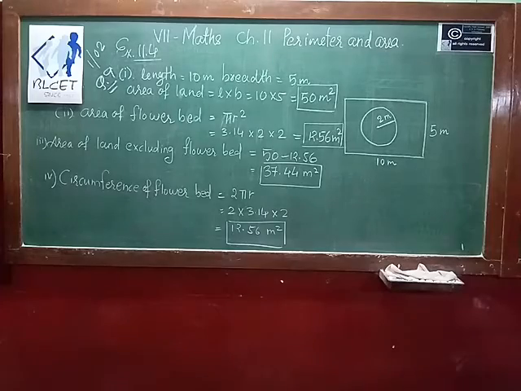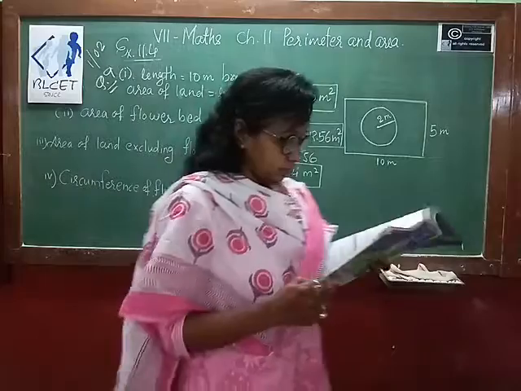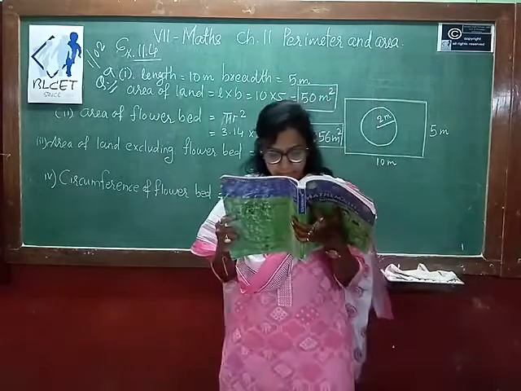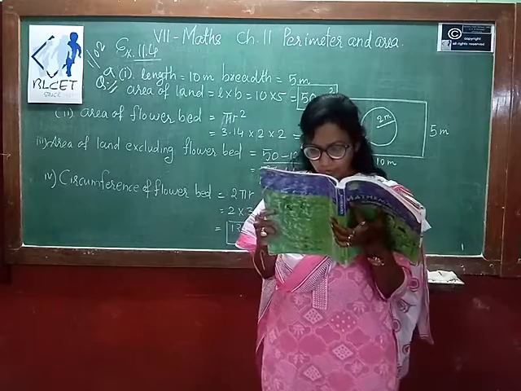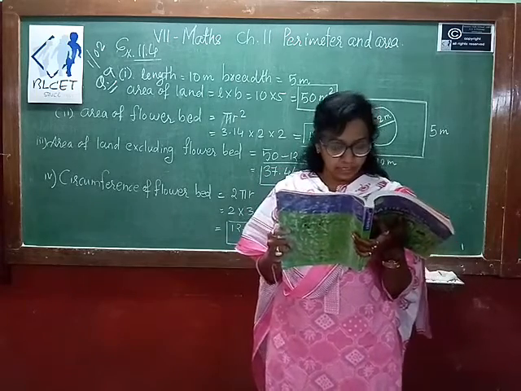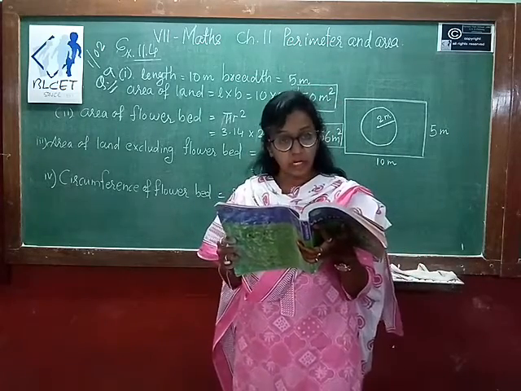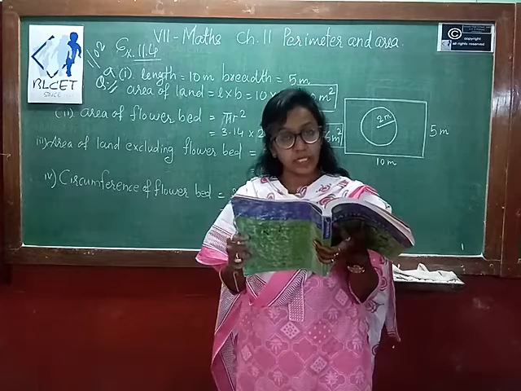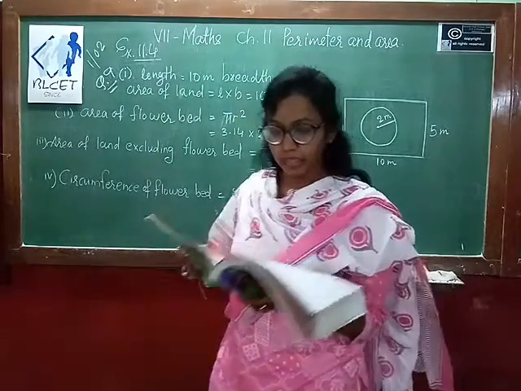Welcome back students. Now see question number 9. The adjoining figure represents a rectangular lawn with a circular flower bed in the middle. Find the first one, the area of the lawn, the second, the area of the flower bed, third, the area of the lawn excluding the area of the flower bed, and the last one is the circumference of the flower bed.